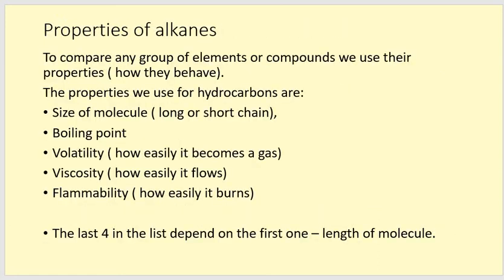There we go. So, when you have alkanes, they have a number of properties. They have a size, whether they're long or short chain, what their boiling point is, their volatility, how easily it becomes a gas. Now you may well have been at a petrol station and seen signs warning you that there are things around that are flammable, and flammable liquids are ones that are volatile and can quickly change from being a liquid to being a gas, which will then catch alight easily.